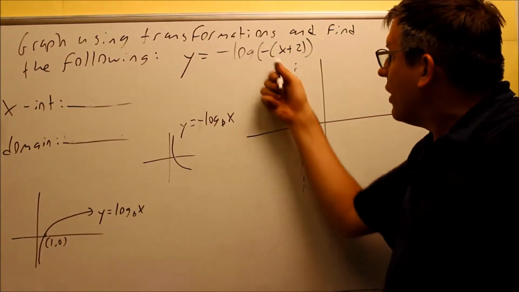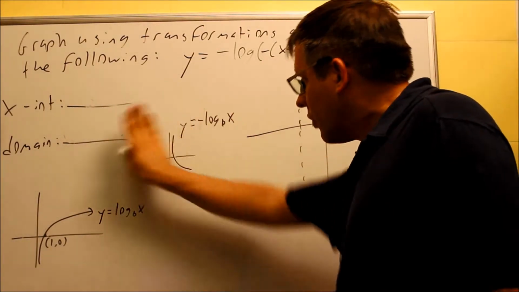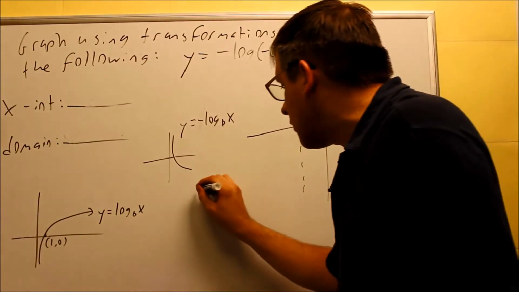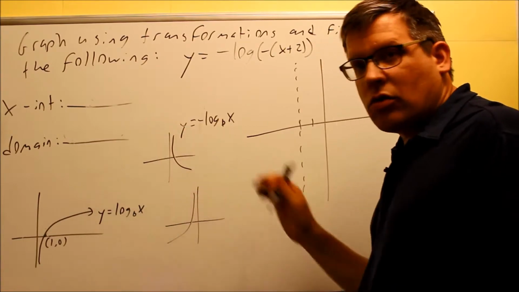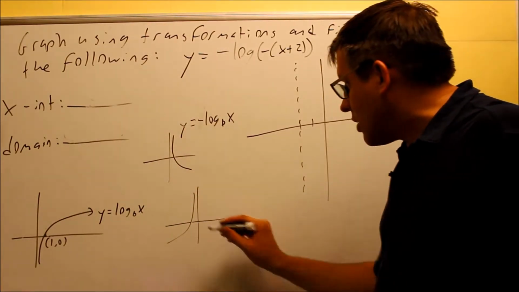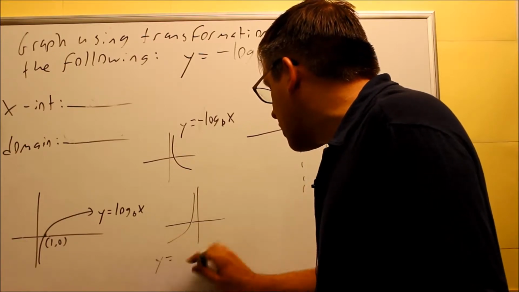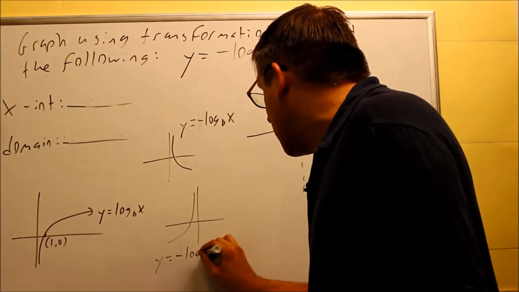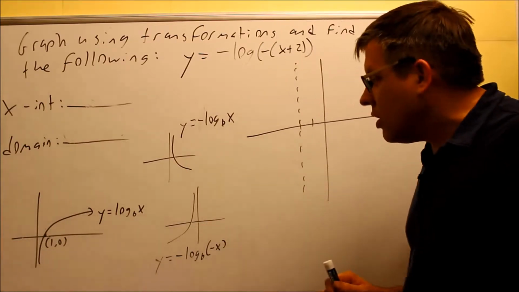Well, now I want to apply the negative on the inside. That's going to take this graph and flip it this way over the vertical. So we actually have two flips happening here. When we flip that over the vertical, the graph's going to look like this. This is going to be two negatives, negative log base b of negative x. That's what this graph down here would be.